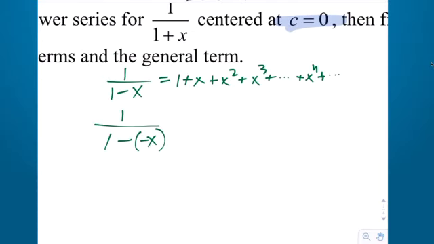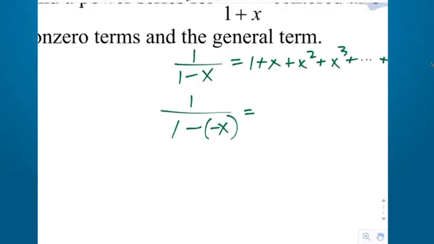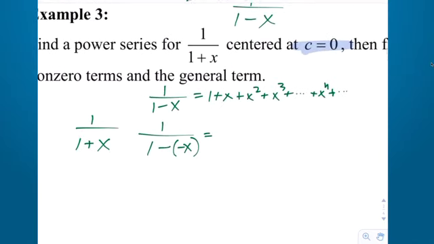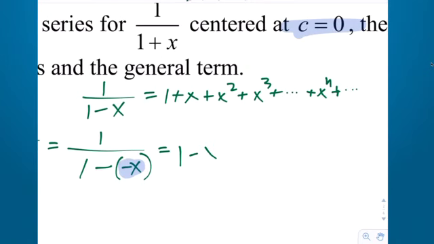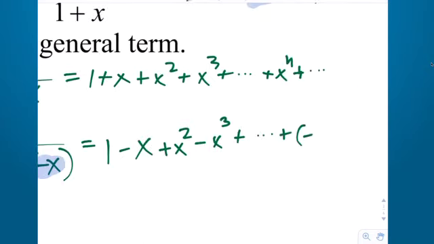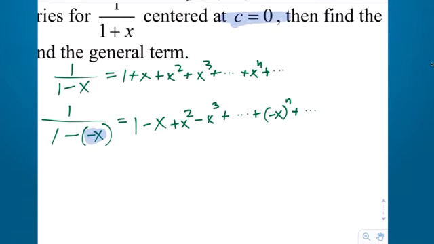Now, how can I easily come up with the new power series for this function 1 over 1 plus x? Replace x with negative x, yeah. We'll just replace x with negative x. So I get a 1 minus x, and now it becomes a plus x squared minus x cubed plus dot, dot, dot. And if you want, you can write that as negative x to the n plus dot, dot, dot. And that's fine, because that's really what we're doing, right?